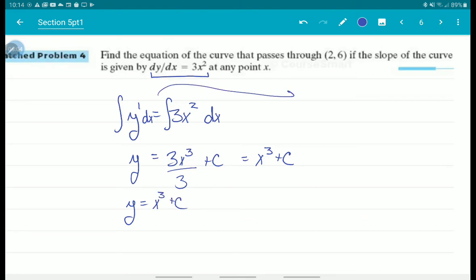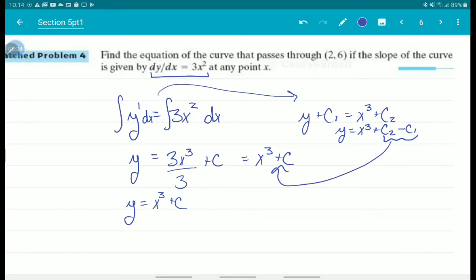Now, you may be tempted to put constants on both sides, and that would be fine. Let me show you what would happen there. So on the left-hand side, when I integrate the derivative, I get the function y plus some constant. When I integrate 3x squared, I would still get x cubed plus some constant. And I want to solve for y. So I would have a constant minus a constant, but that's still a constant. So we can still just call this x cubed plus c.